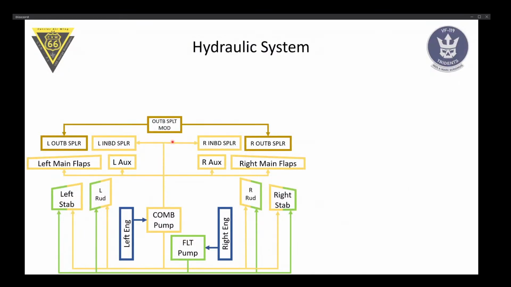For the outboard spoilers, you have a separate outboard spoiler motor. This is an electrically driven pump, which is not connected to any of this. It's its own pump, and it powers the outboard spoilers. The reason for that is you're more likely to take damage on the outer side of the wings, and you don't want these lines to be pierced by shrapnel or whatever. So the engineers decided to basically make the outboard spoilers standalone.